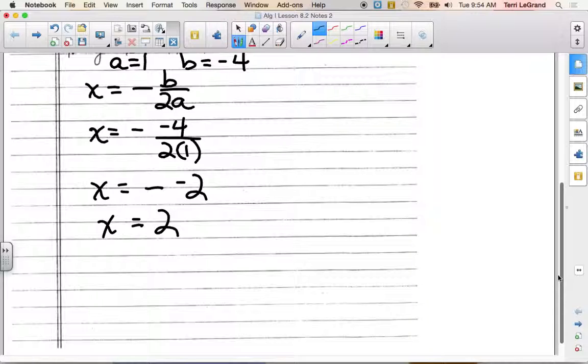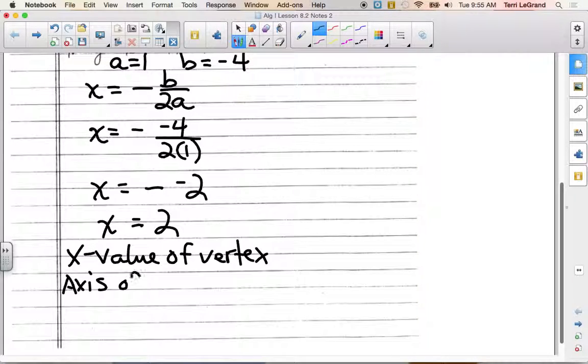What's this? It can play 2 roles. Yep, it's the x value of the vertex. But what else is it also? Yeah, we also found the axis of symmetry. So if they'd asked us for the axis of symmetry, we'd have that too right now. It's playing 2 roles. We just found x equals 2. It's telling us that the x value of the vertex is 2, and it's telling us that we have the vertical line x equals 2 as our axis of symmetry.